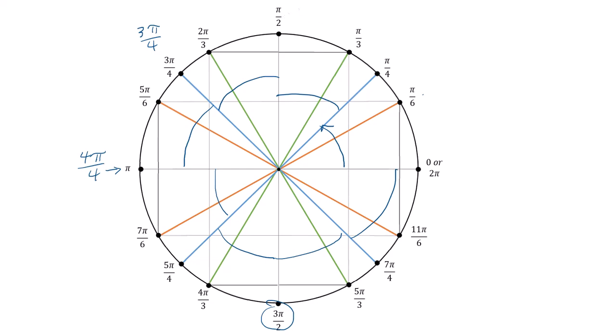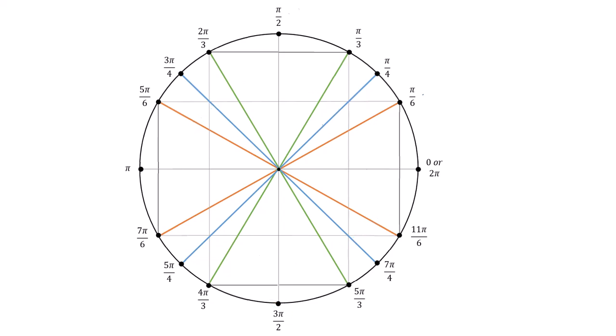Another way to count around that unit circle is by third pi's. So we can start at our pi over 3 radians. And if we add another third pi, that would be 2 pi over 3. We add yet another, that's 3 pi over 3, or pi. Then 4 pi over 3. Then 5 pi over 3. And then 6 pi over 3, which is the 2 pi.